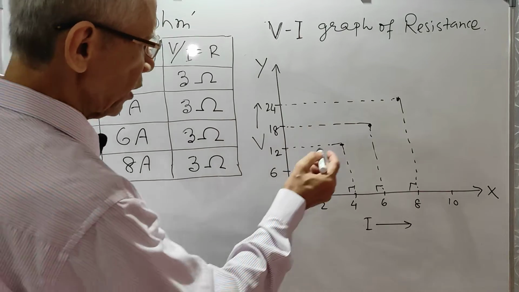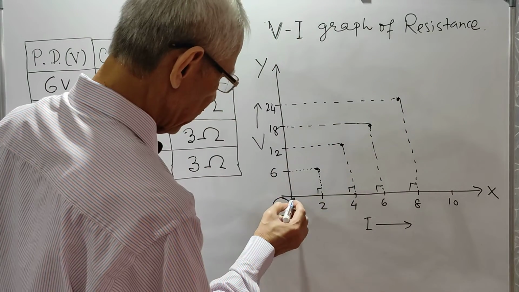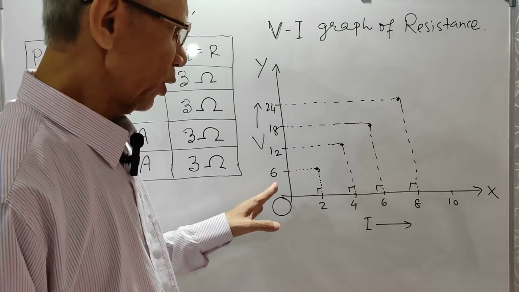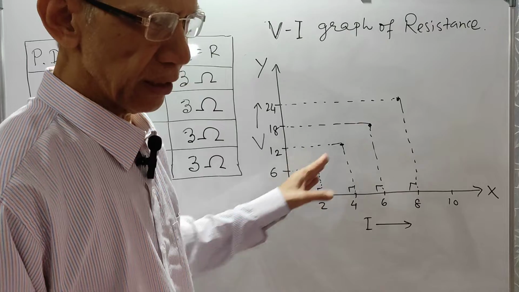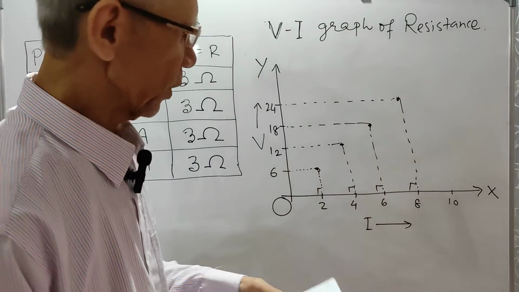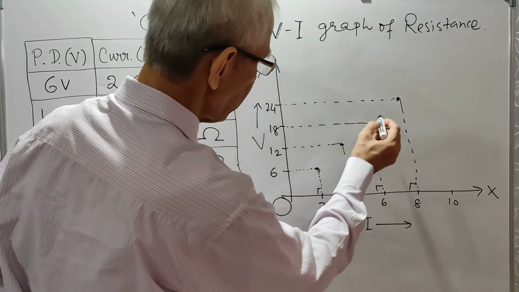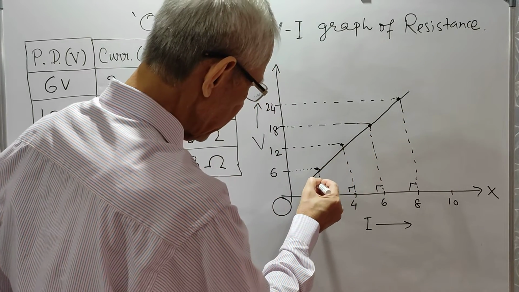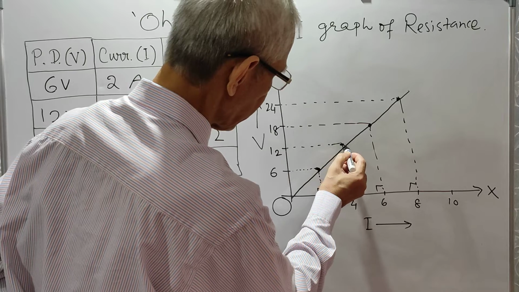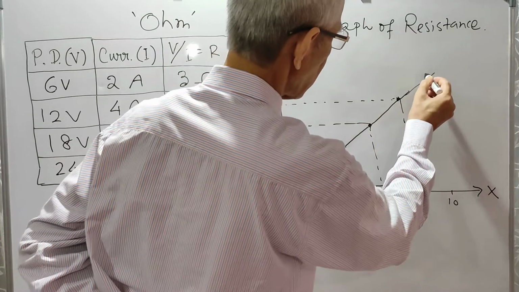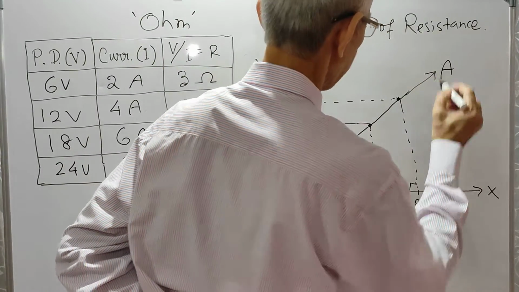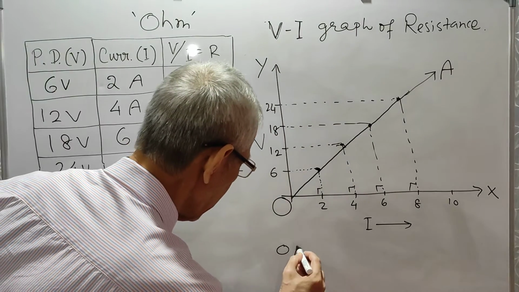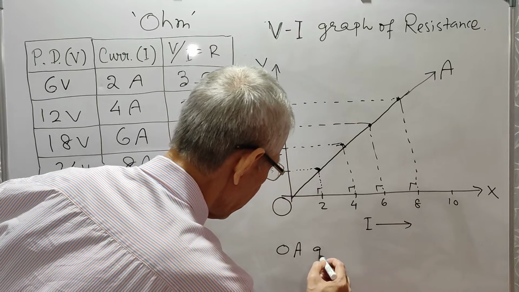Okay, now joining these points, you will get a straight line. Now, sometimes you don't get exactly collinear points, you don't get exactly a straight line, but near about, okay? So, let me join this. We should get a straight line, all right? Yes. So, suppose this straight line is OA. So, OA is the graph.